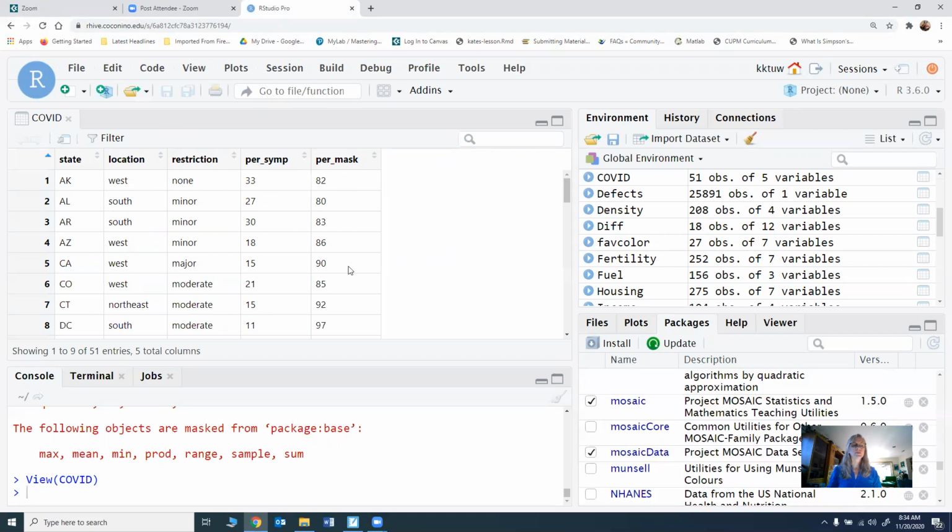Each row is a different state. So in this case, our unit of observation is a state. And then we have these different variables we measured off of them. Some of these variables are qualitative or categorical. State, location, restriction, those are all categorical because they're just names. The per simp and the per mask are quantitative because they're numbers. All right, so we have our data here.